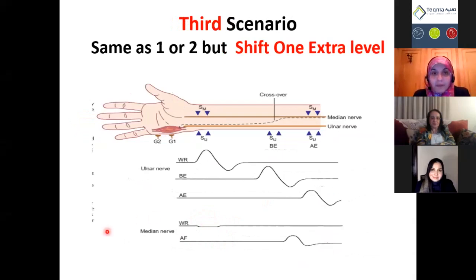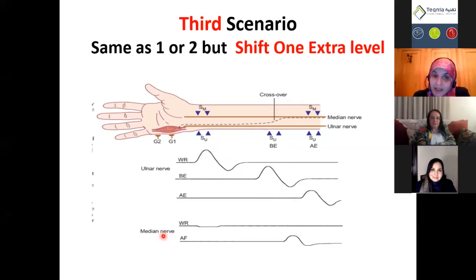The third scenario is the same as one or two when we record with the ulnar from the FDI or the ADM, but it will shift an extra level. What does it mean, an extra level? These fibers are not here. They can get at a higher level. So when these fibers are at a higher level, when you stimulate, you find these two potentials are the same because the fibers are above them. And you find the problem when you get above elbow or at a higher level. So this is okay, and the block is here. And the median is as case number one.